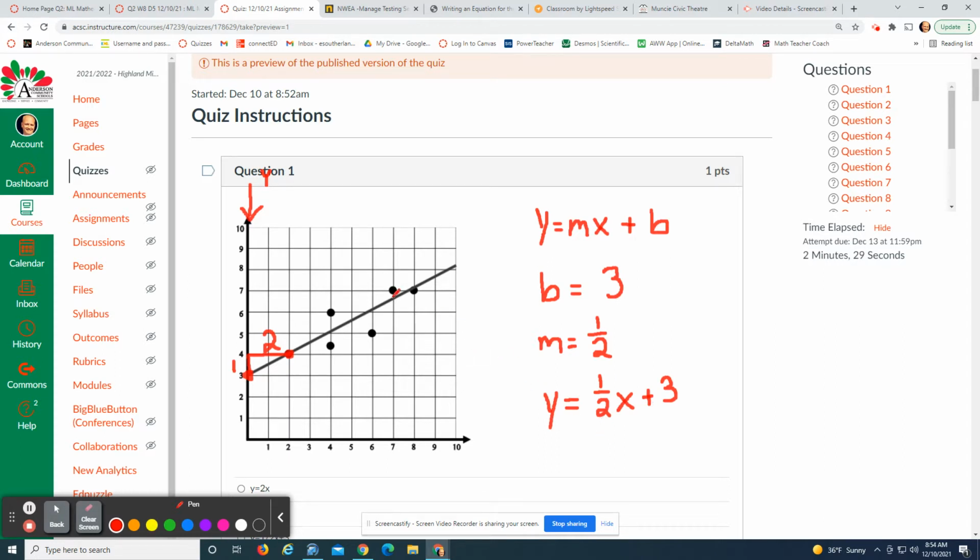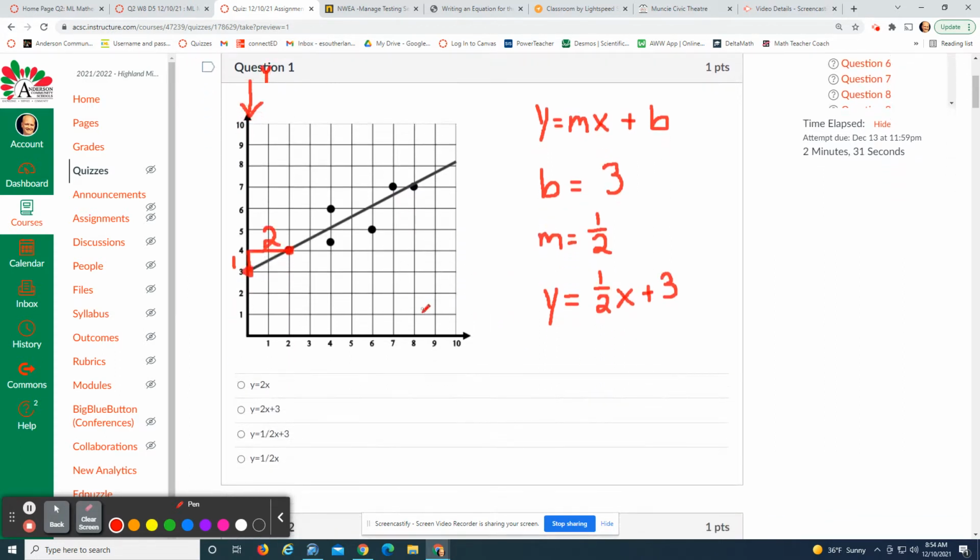Now, when we look, on mine, it's the third one down. You may check, it might scramble the answers around, but you want to make sure that it matches y equals 1/2 x plus 3. Are we good? Let's go ahead and move on to number 2.